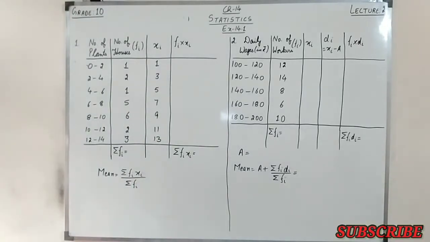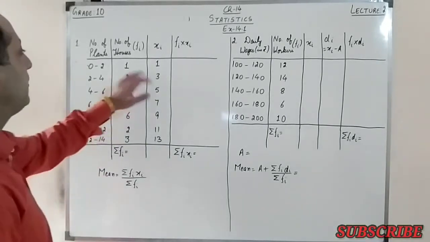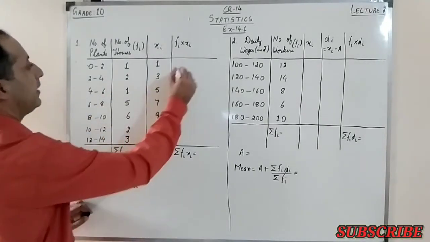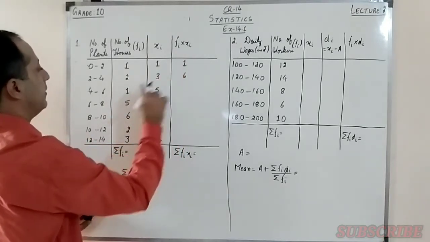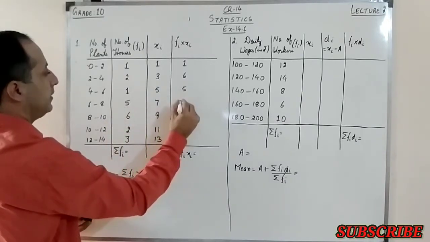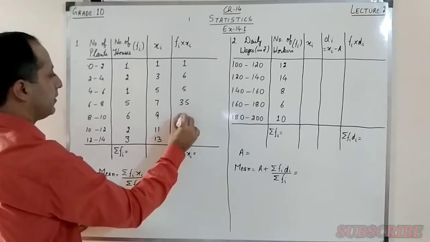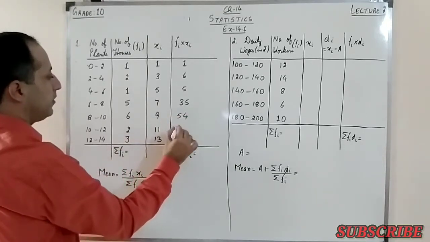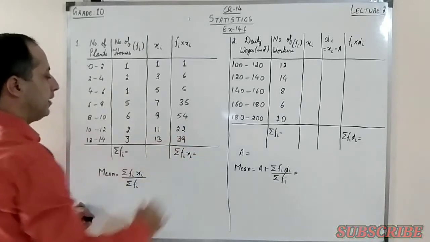Now you can see the last column, that is Fi into Xi. In this column we have to multiply these two columns, that is Fi into Xi. The first one we get as 1. 2 multiplied by 3 is 6. 1 multiplied by 5 is 5. 5 into 7 is 35. 6 into 9 is 54. This is 22. And then we have 39.